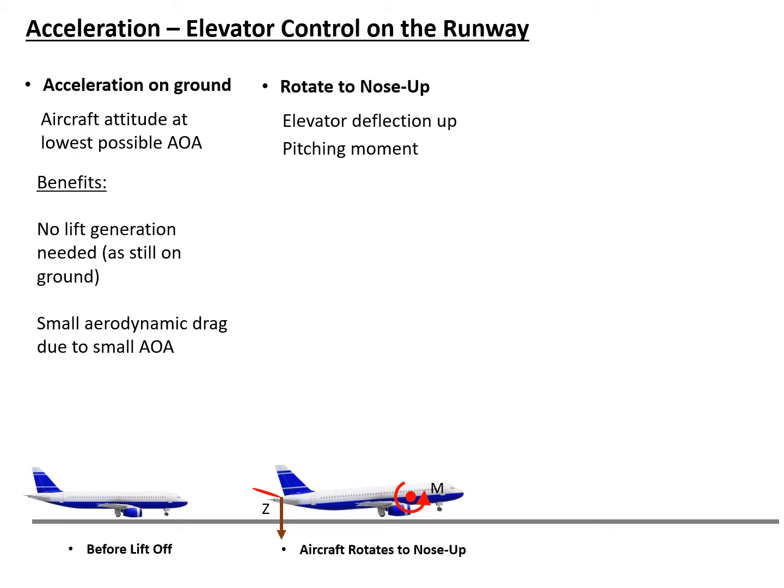So elevator deflection up makes the aircraft pitch nose up, and this is because of the pitching moment produced by the elevator. And we should remember this speed, the speed of the aircraft at this moment, nose up, is called rotation speed. Why rotation speed? Because the aircraft starts to rotate and the angle of attack is increasing.